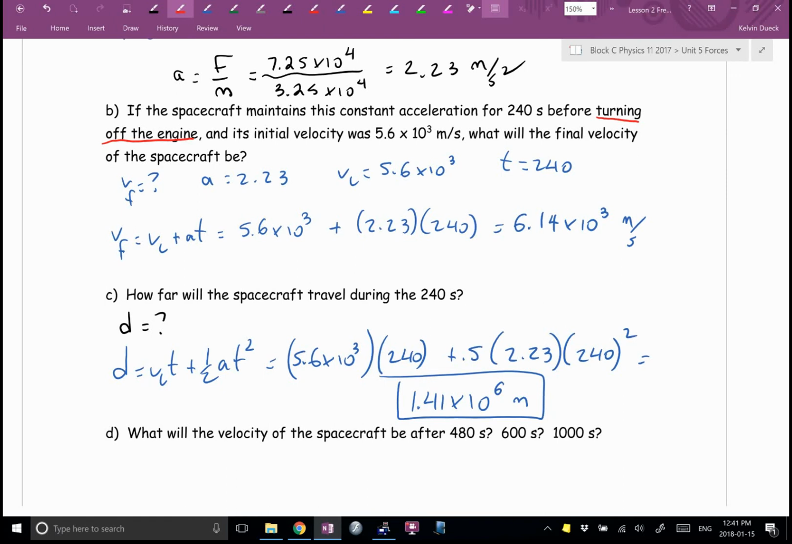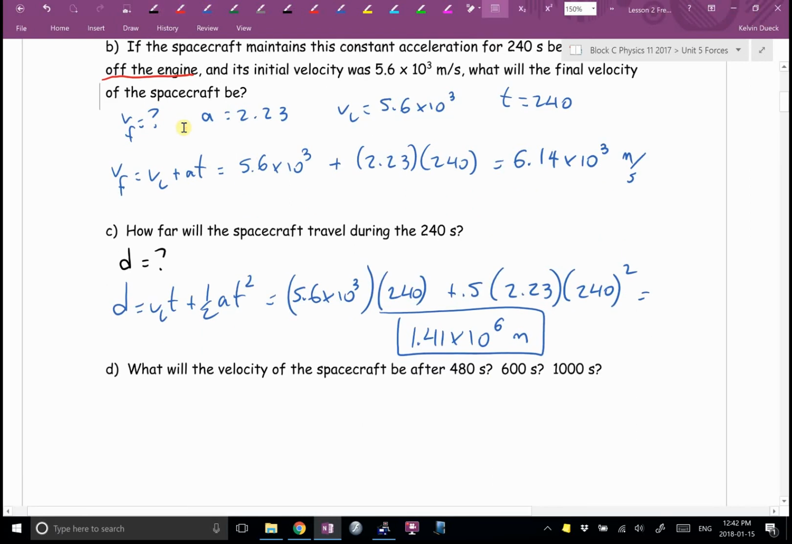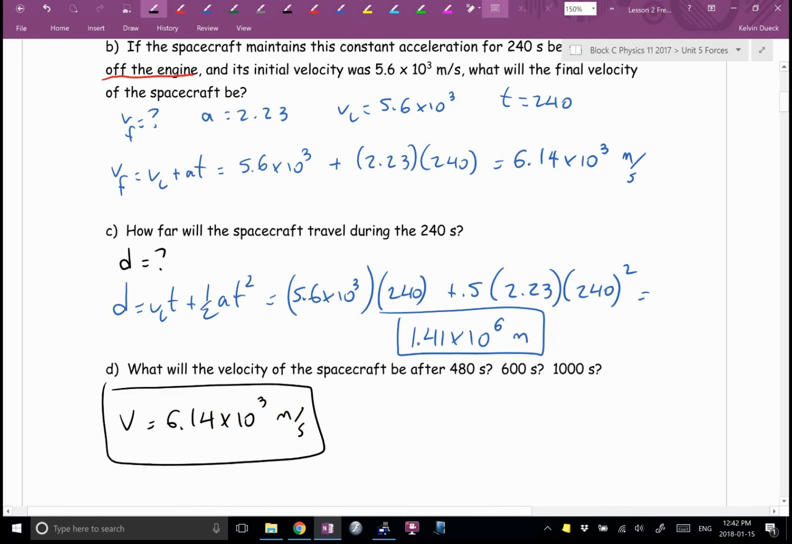first. So what was our V final in B? In B? Our V final? V is going to stay 6.14 times 10 to the third until something else exerts a force on it. But since the engine is shut off, Christy, there's no force acting on the rocket. If it's in outer space, it's not being pulled by any planets. It's going to keep going in a straight line at a steady speed.